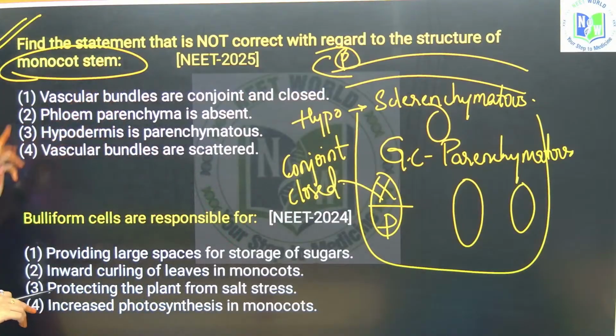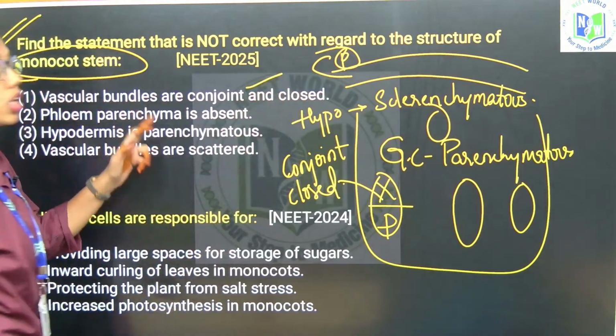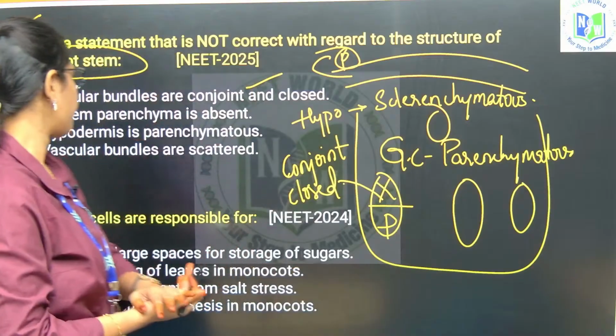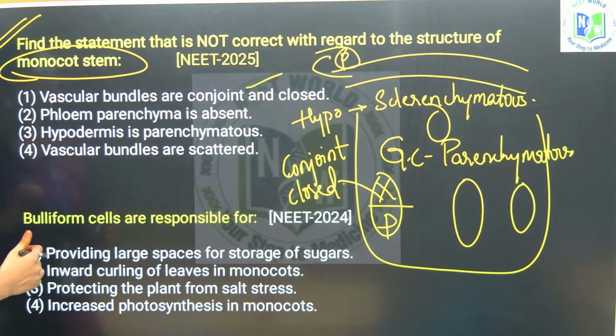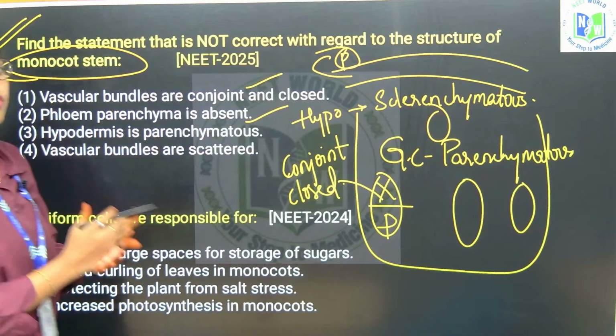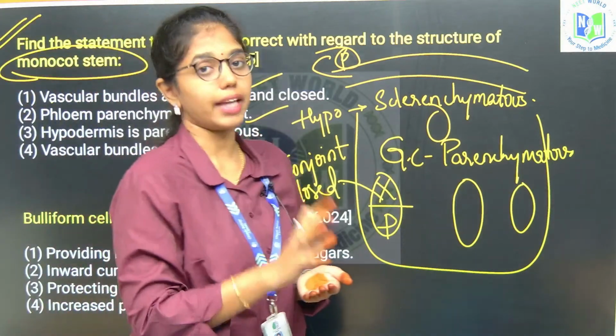So here, if you see, vascular bundles are conjoint and closed. Yes, this is correct only because there is no secondary growth observed in the monocot stem. Second, phloem parenchyma is absent. Yes, phloem parenchyma is absent in the monocot stem. Phloem parenchyma is present in the dicot stem.